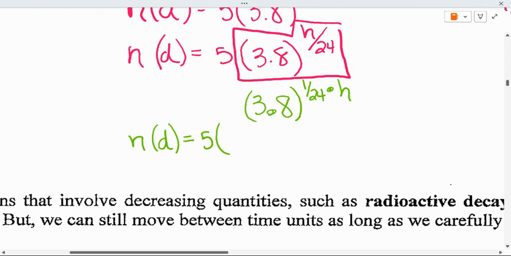So 3.8 raised to the power of 1/24 is... I got 1.0572. H is still a power. Do you guys see how we're doing that?